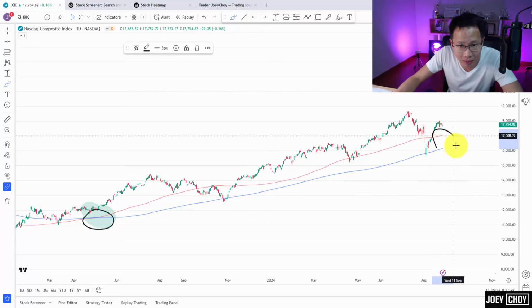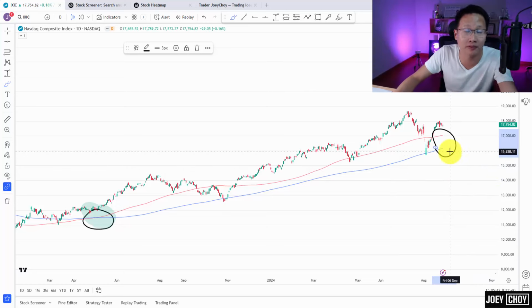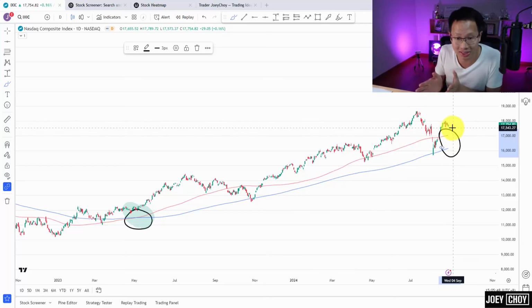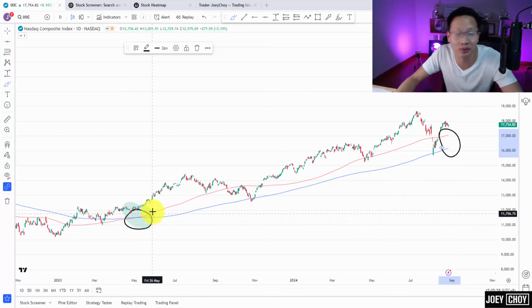Are we in a longer term uptrend? What do you guys think? Well, the answer is yes, because the red is still above the blue. Both of them are pointing up because prices are still above both of them. So the longer term trend still looks up for now as of August 2024, as per doing this video. And it's not just up since last week or last month. It's up since May last year. For more than a year, we have been up.